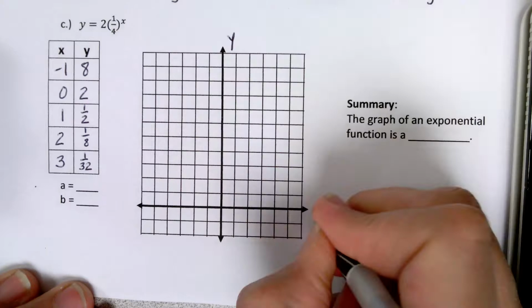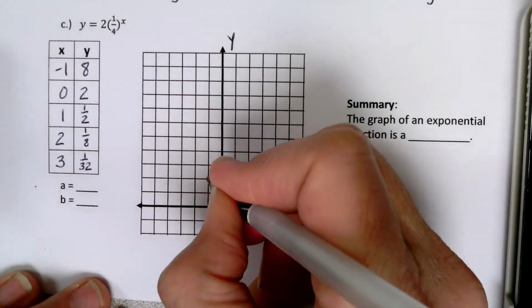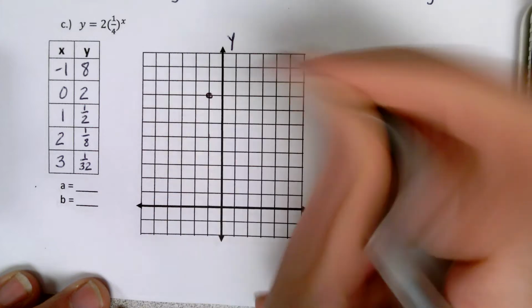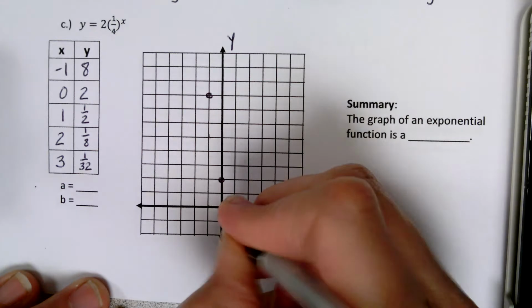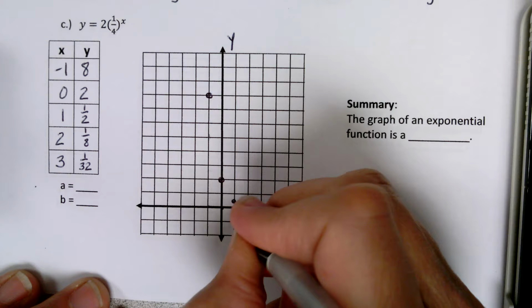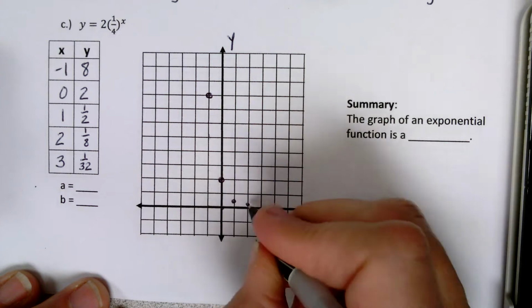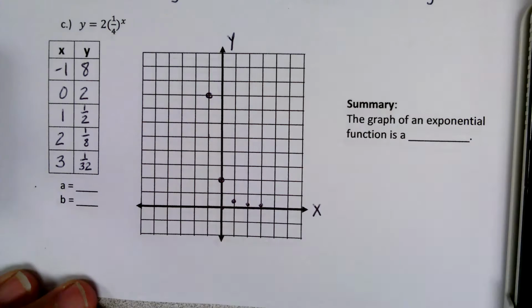We have y and x. So when x is -1, our y value is 8, 5, 6, 7, 8. 0, 2. Start at the origin, 1, 1/2, midway. Start at the origin, 2, 1/8, very close to the x-axis. And 3, 1/32, really close to the x-axis.